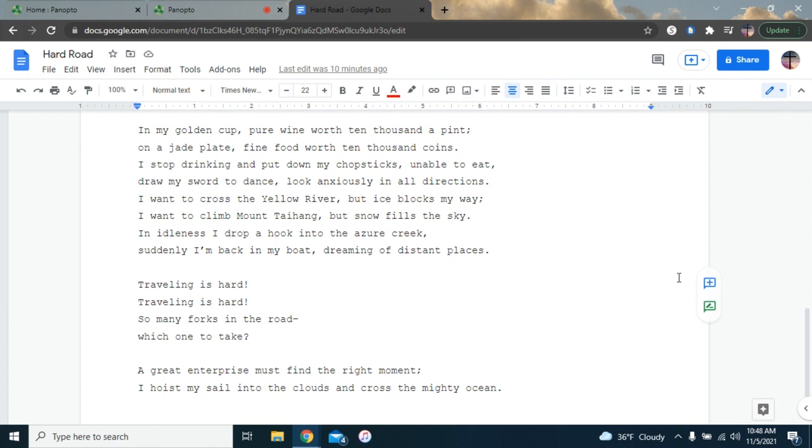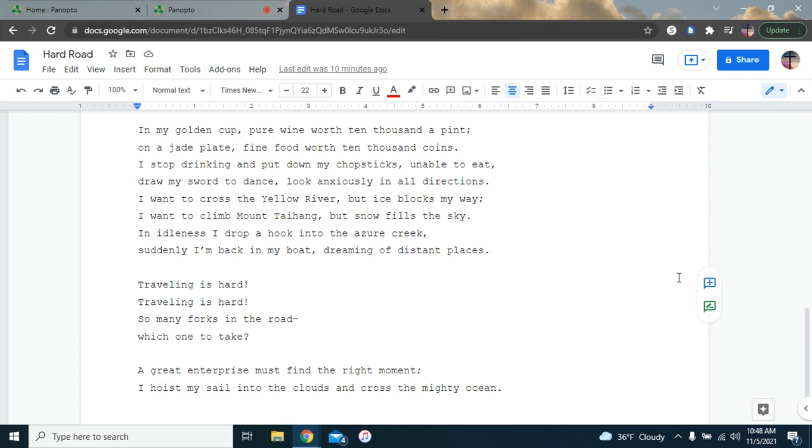And so then we look at lines 9 and 10, and he says, traveling is hard, and that's kind of opposition from himself. I know when we're trying to make a decision, we think it's just too hard, we can't do this. And so we kind of see a battle throughout this whole thing of whether he wants to do what's easy or he wants to do what's going to make him happy. And so many forks in the road, which one to take.